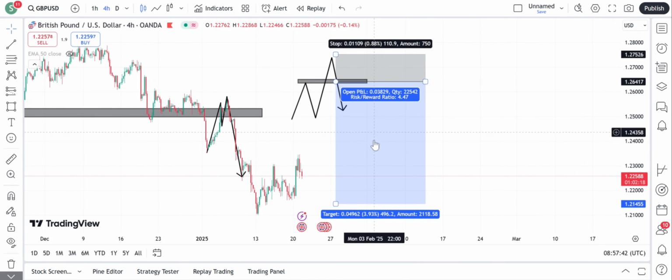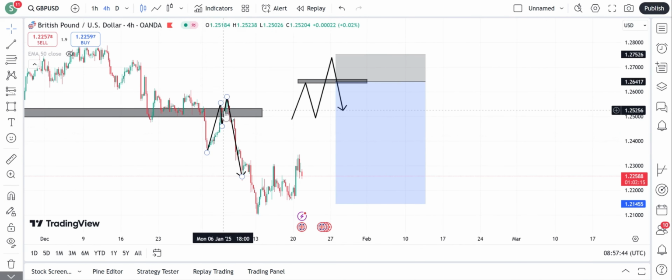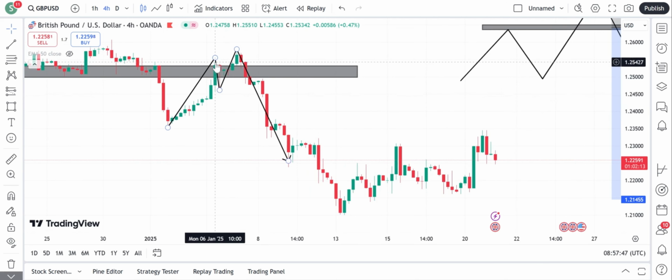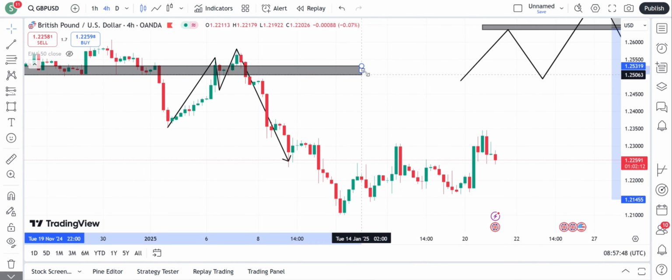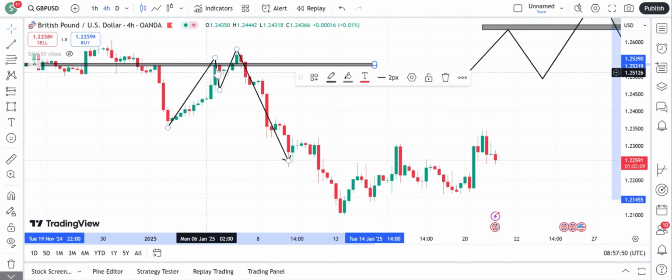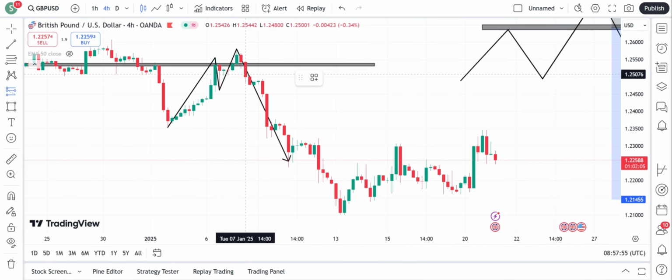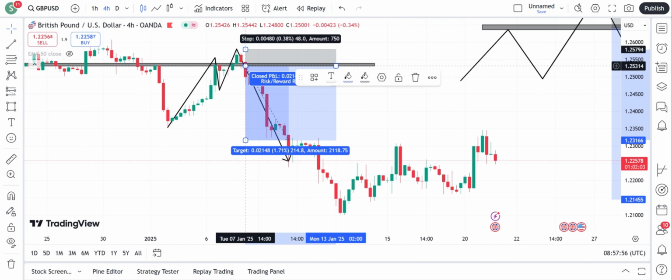Now when you're doing this one, for example like this point here, you can see that this zone, if we do it like this, price came up above, took out people's stop loss, and what do you do? You take a sell, immediately price breaks below it.